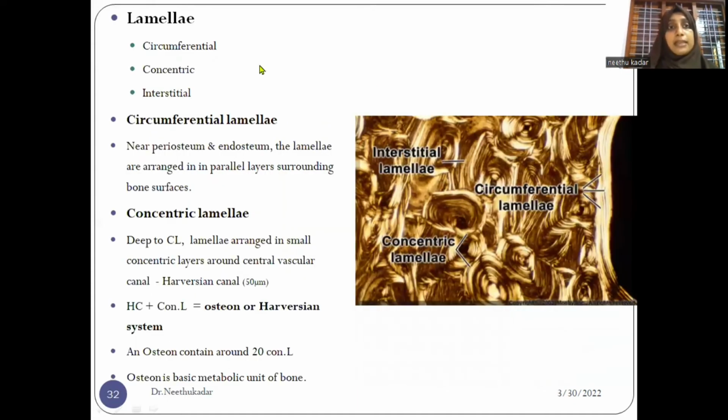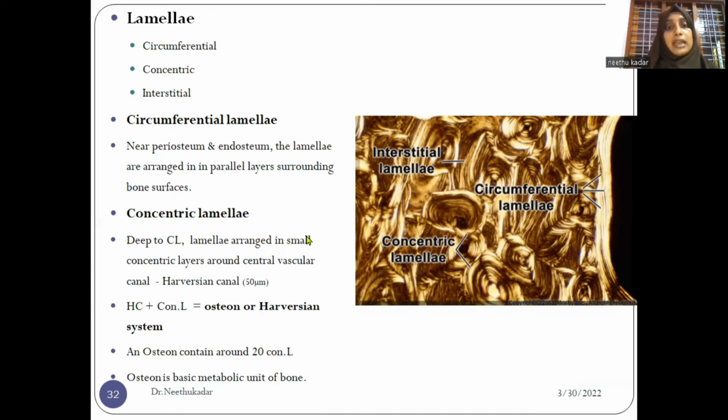Next is the lamellae. Lamellae is an important component of cortical bone. There are three types of lamellae: circumferential lamellae, concentric lamellae, and interstitial lamellae. Circumferential lamellae is seen near the periphery of the bone. Near the periosteum and endosteum, the lamellae are arranged in a parallel layer surrounding the bone surfaces.